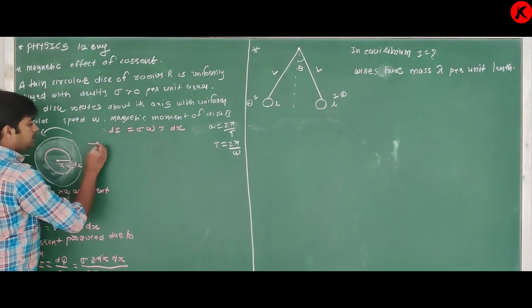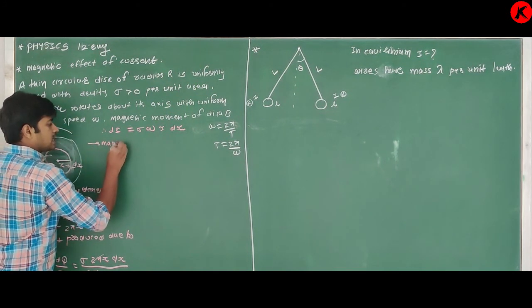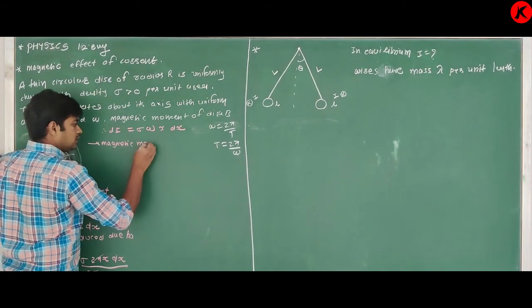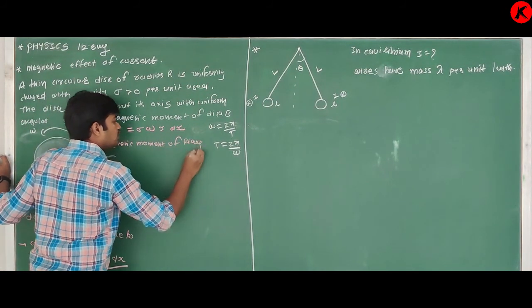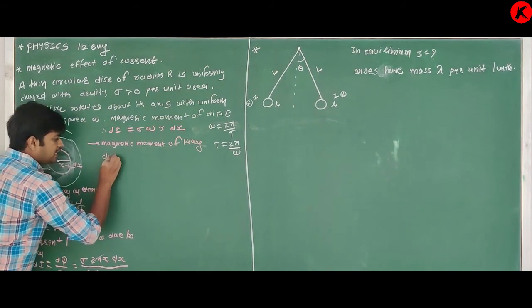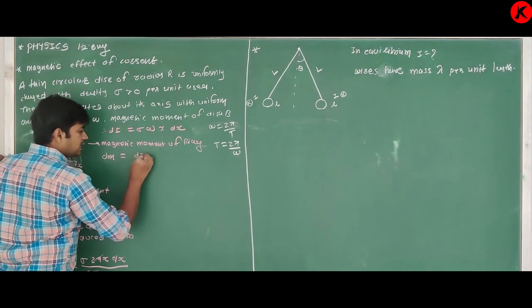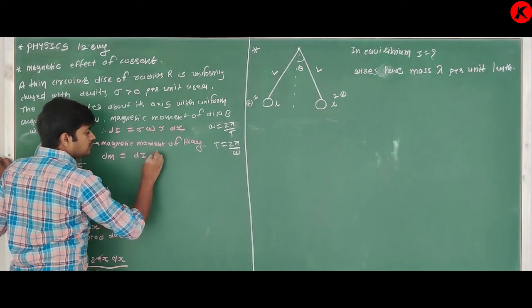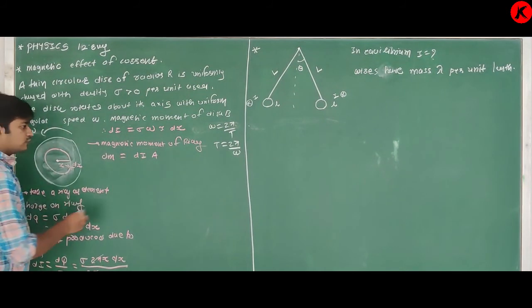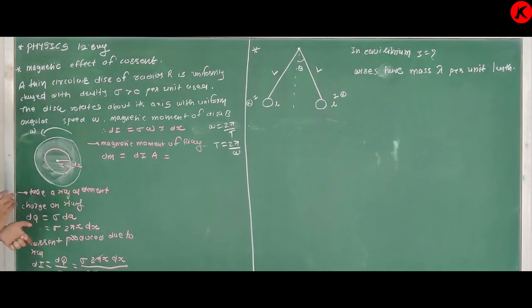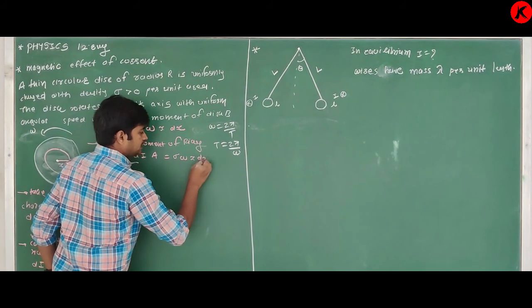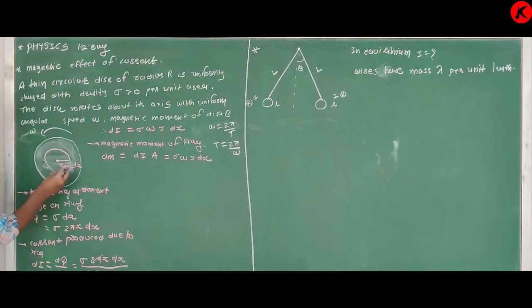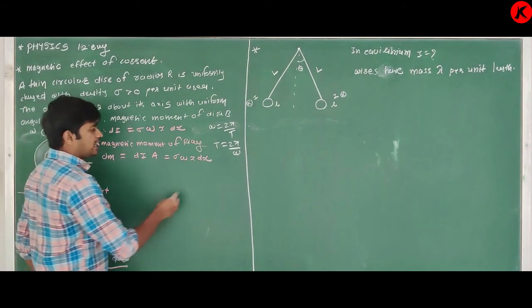So I will find the magnetic moment of the ring. What is the magnetic moment of the ring? dm is equal to di into a. The current flowing in this ring, di, is sigma omega x dx. What is the area enclosed by this ring? That is pi x square.